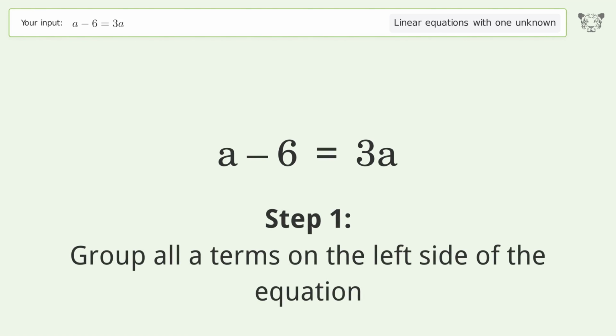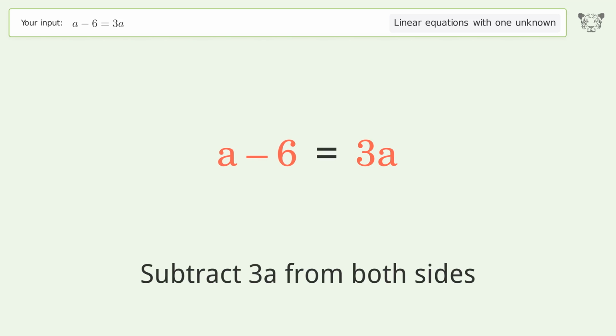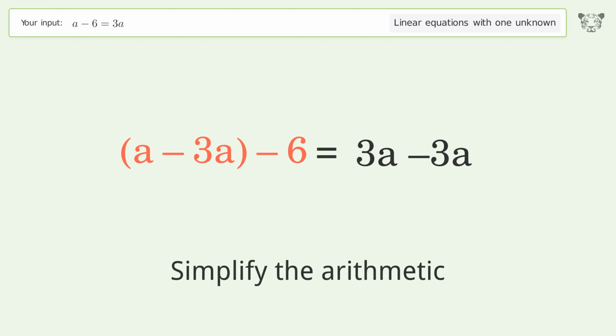Group all a terms on the left side of the equation. Subtract 3a from both sides. Group like terms. Simplify the arithmetic.